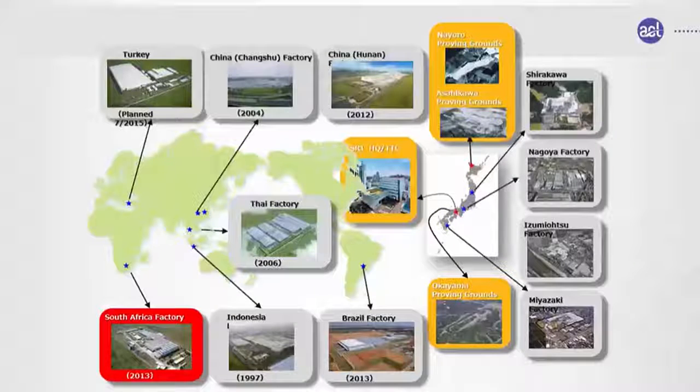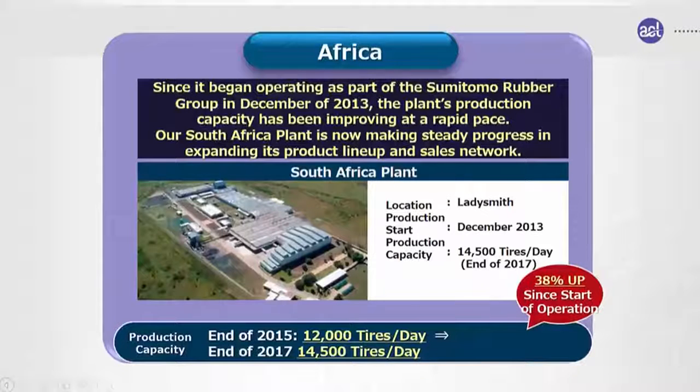These are some of our operations around the world, and in red down here on the bottom left-hand side is our South Africa operation. In terms of our Africa operation, at the end of 2015, at our production plant in Ladysmith in South Africa, we made about 12,000 tires a day. And by the end of 2017, we were making about 14,500 tires a day for distribution into all of Africa and other parts of the world.